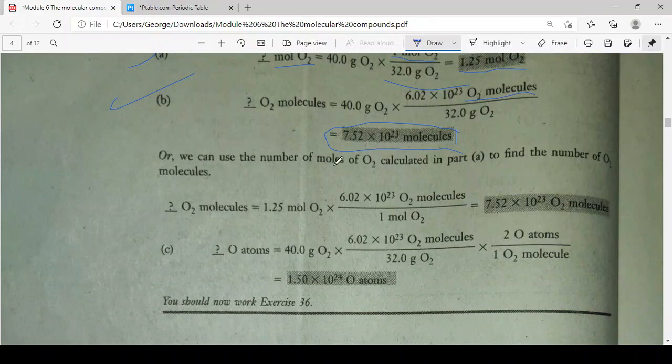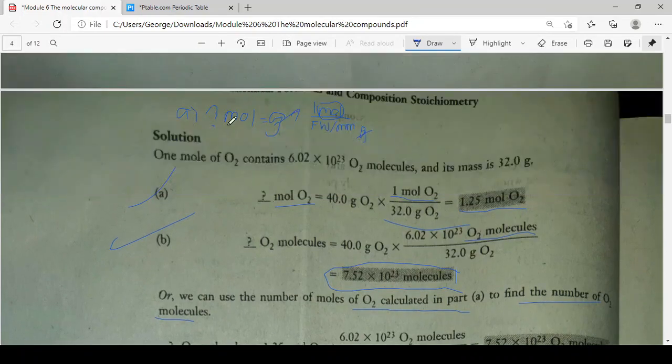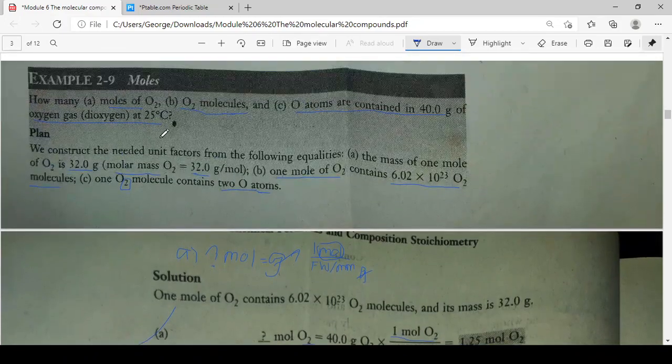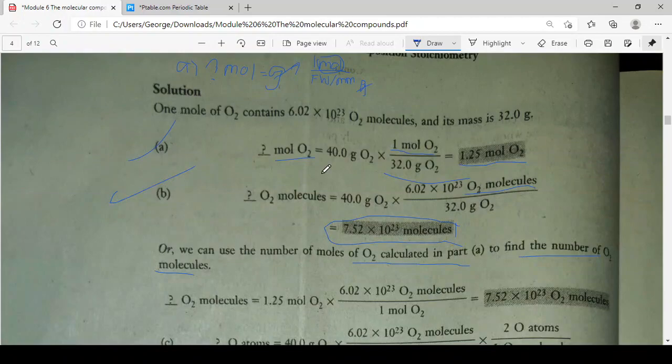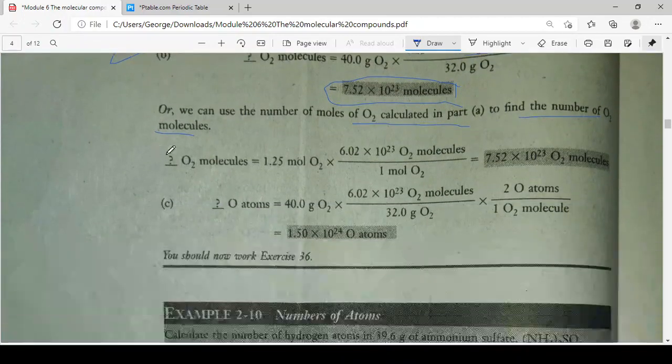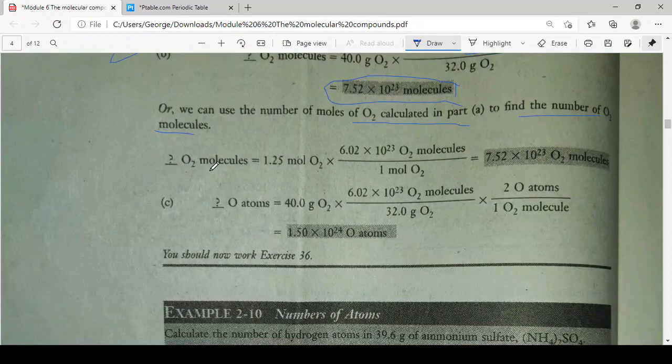Or we can use the number of moles of your O2 calculated in part A to find the number of your O2 molecules. Again, if two are given in the problem, for example, we are finding the moles of O2, then the molecules we can directly solve after we answer A.